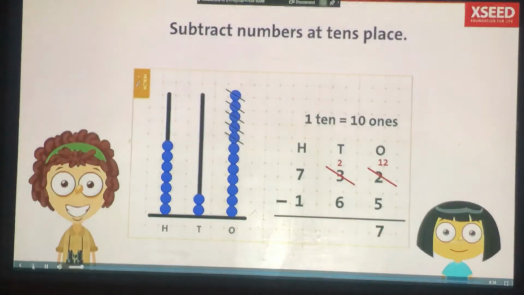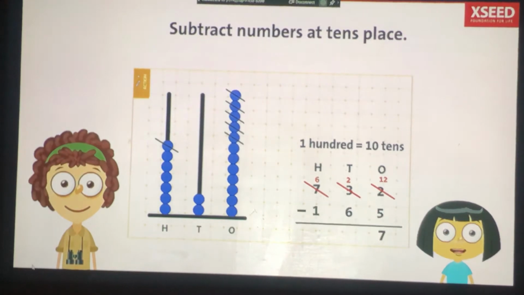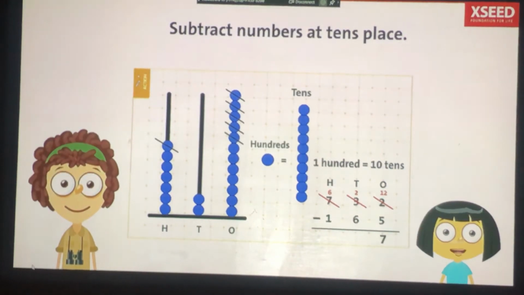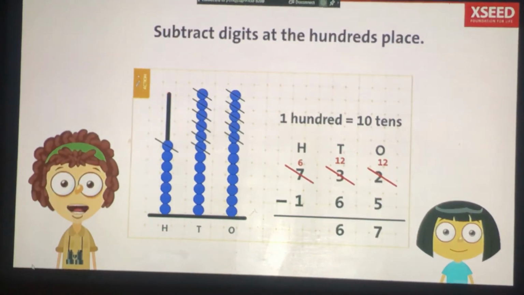Mia, how did you subtract the digits at the tens place? I borrowed 100 from the hundreds place. I know that 10 tens make 100. I erased 1 bead from the hundreds rod and drew 10 beads on the tens rod like this. Then I subtracted 6 tens from 12 tens by taking away 6 beads. There are 6 beads left on the tens rod. Excellent, Mia. Now subtract digits at the hundreds place.